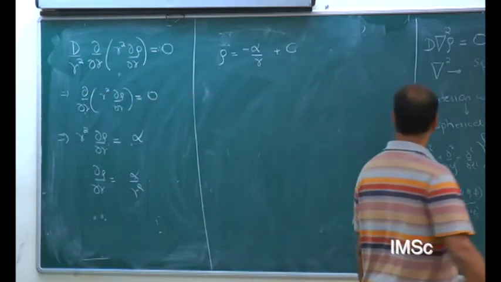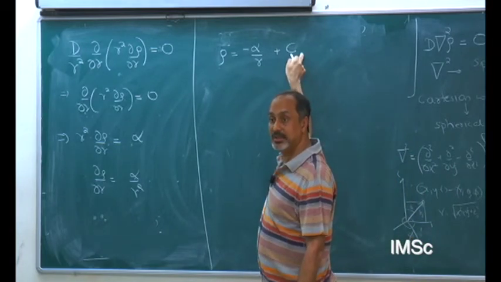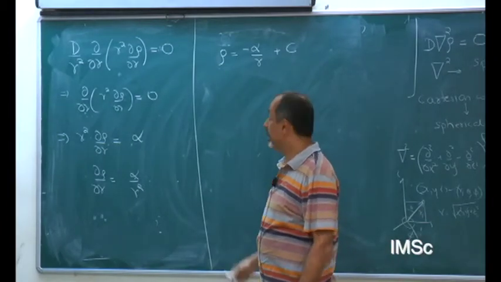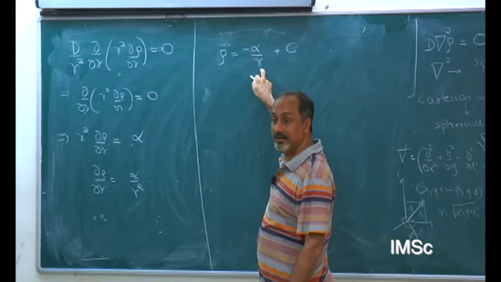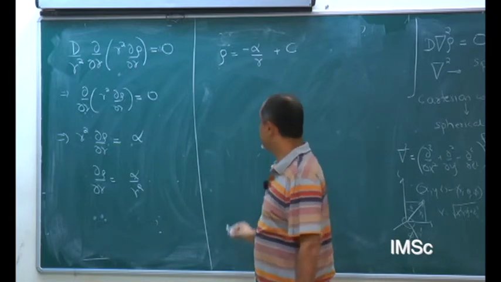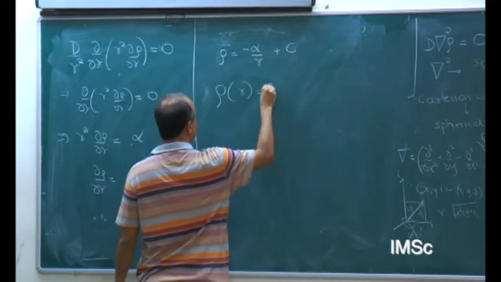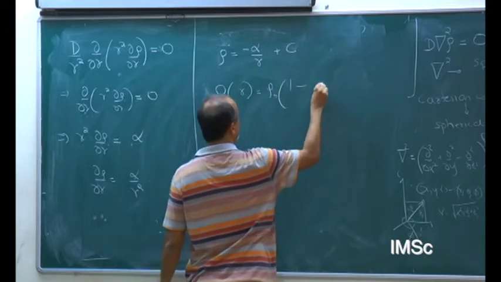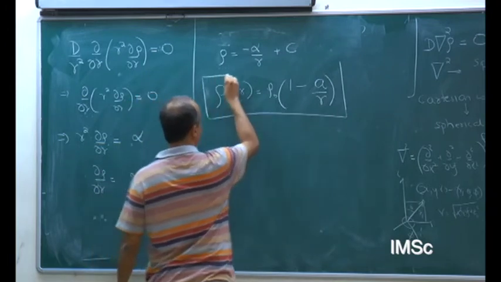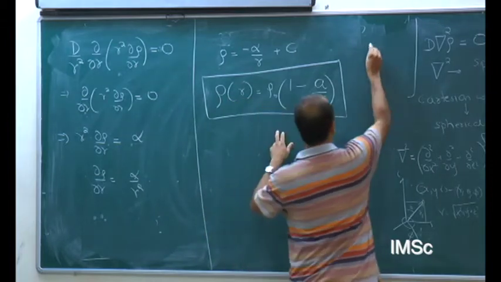Okay. I can fix all of this because I know that as r becomes very large, the constant must be rho naught. That is the density at infinity. At r equal to a, this must vanish, because there is no density at the surface. So, therefore, it is very easy to write the final answer. Rho of r is just rho 0 times 1 minus a divided by r, where a is the radius of the sphere.